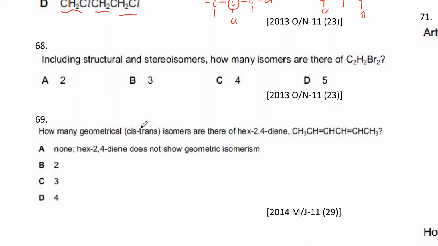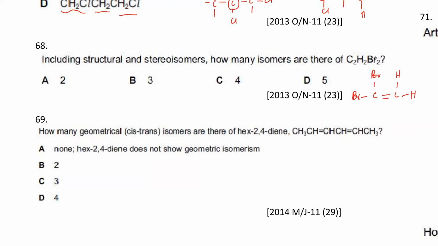Okay, let's move on. Including structural and cis-trans isomers, how many isomers are there of C2H2Br2? So C2H2Br2. I'm drawing the first one. There must be a double bond because the bonds are not getting completed. So that's one. What will be the second version?